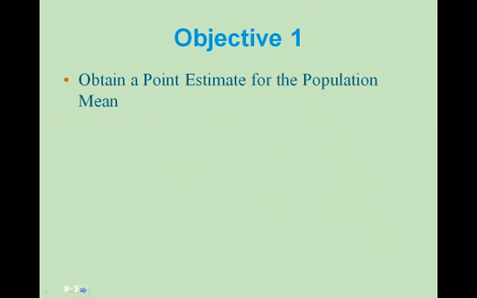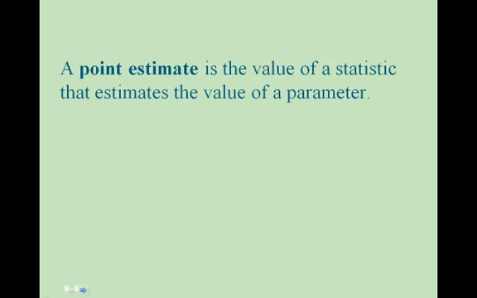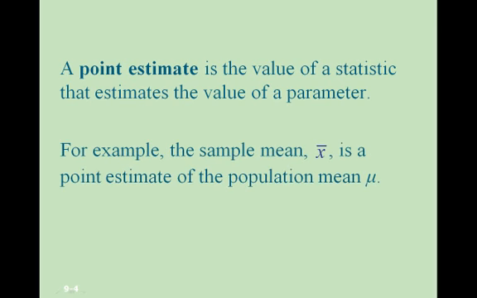Objective 1, we want to obtain a point estimate for the population mean. A point estimate is the value of a statistic that estimates the value of a parameter. Remember that a statistic is a measure from a sample, and a parameter is a measure from a population. For example, the sample mean x bar is a point estimate of the population mean mu.